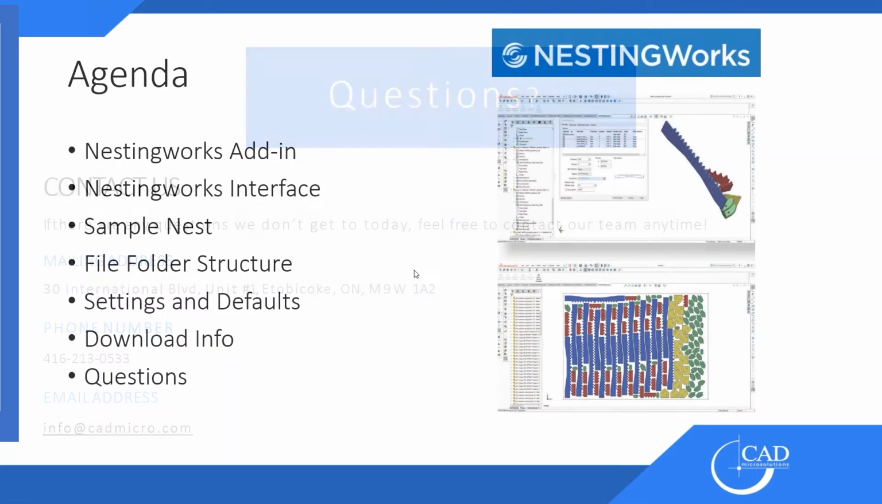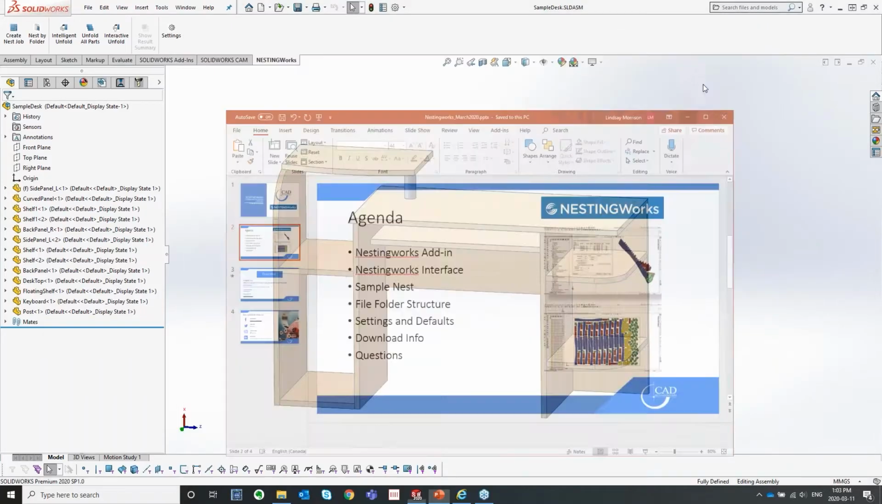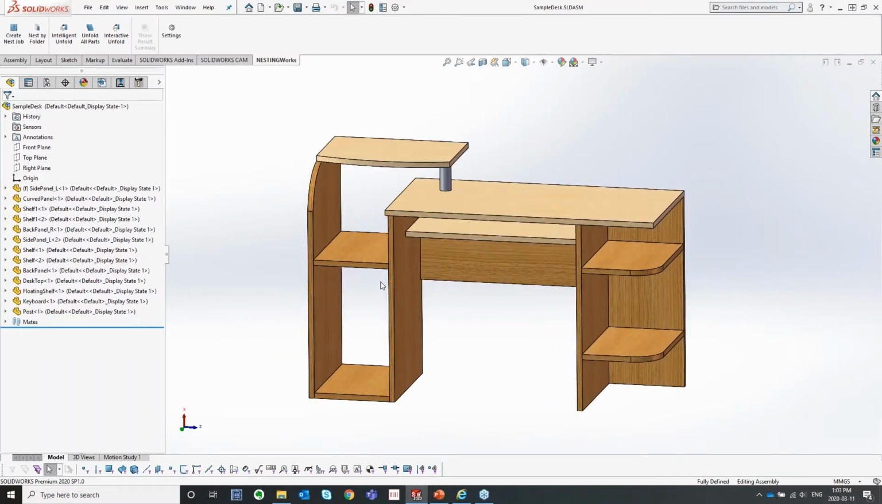Oops, back here. So I'm just going to quickly open my file here. I've just got a sample desk that I've created inside of SolidWorks, and this is an assembly file. With nesting, we can nest both assembly files as well as part files, so it does not need to be an assembly file in order to nest.